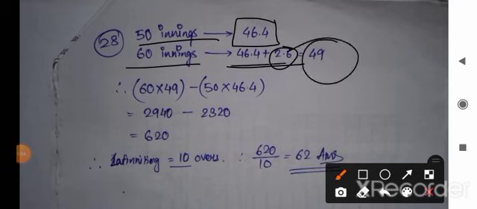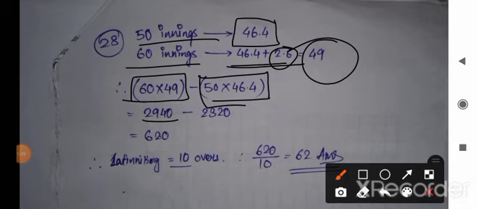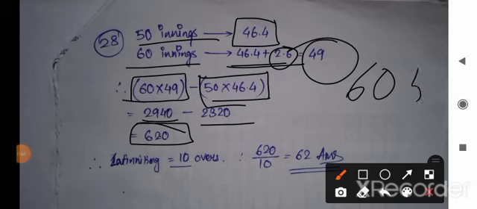Okay, after 49, for 60 innings we will multiply 60 innings by the average 49, so 60 into 49 equals 2940, and minus the 50 innings total. What was the average for 50 innings? 46.4. So the answer will come like 2320. After deducting, we will get 620. And in the last 10 innings, how many innings are there? 60 innings total, and we subtracted the first 50, so 10 are left. So we divide this 620 by 10, and the answer will be 62.